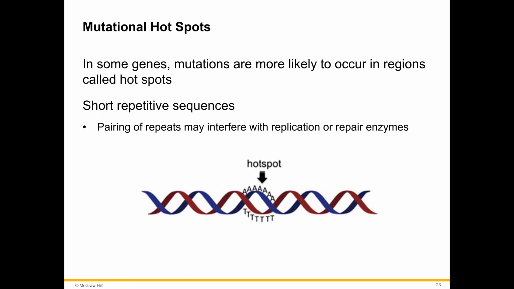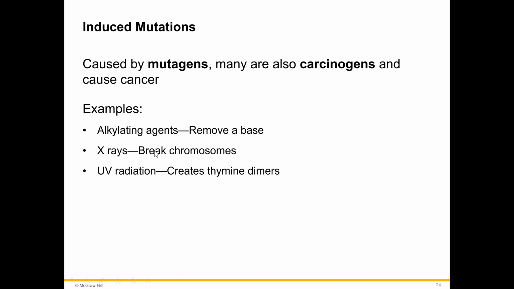Plus, in some genes, mutations are more likely to occur in regions called hot spots. So short repetitive sequences, like shown over here. So this is a short repeating sequence, AAA, TTT. So that's a hot spot, and mutation happens more often inside those spots. Right, and another type of mutation, rather than spontaneous mutation, is induced mutation. They are caused by mutagens, and many are also carcinogens and can cause cancer.